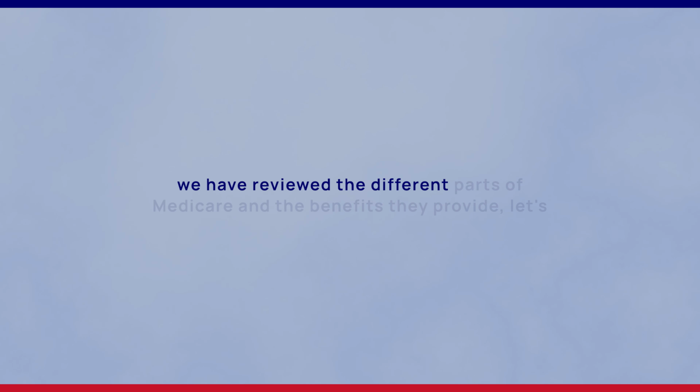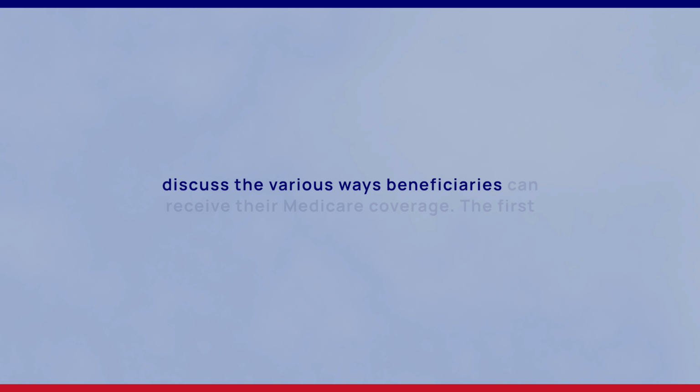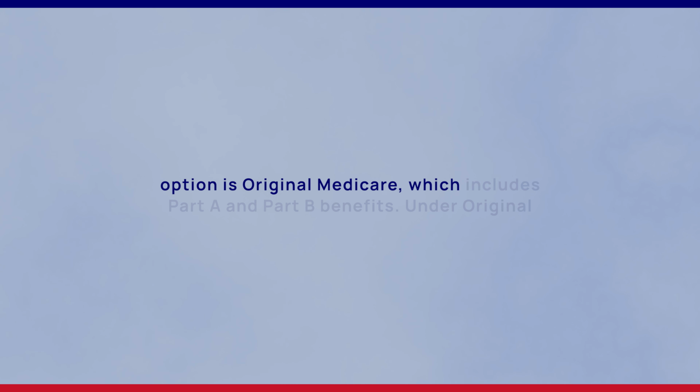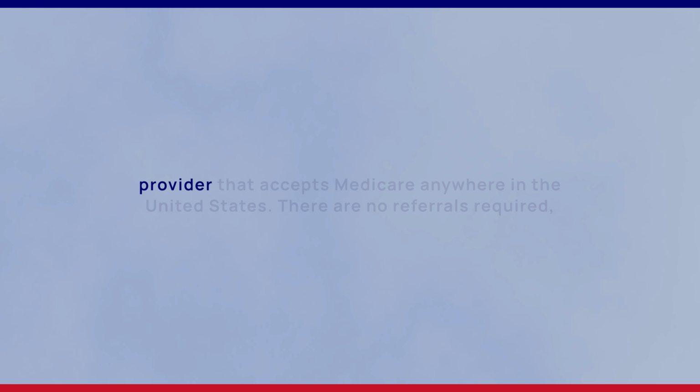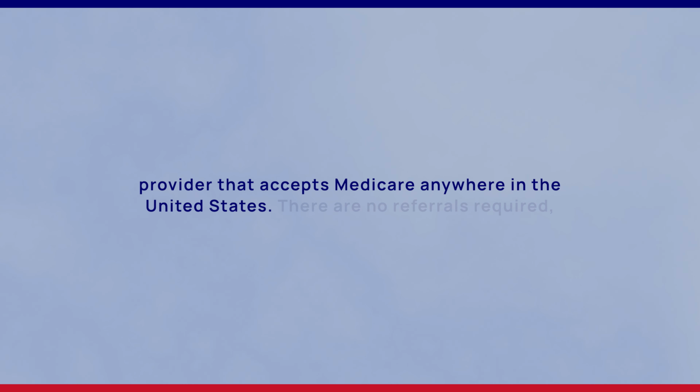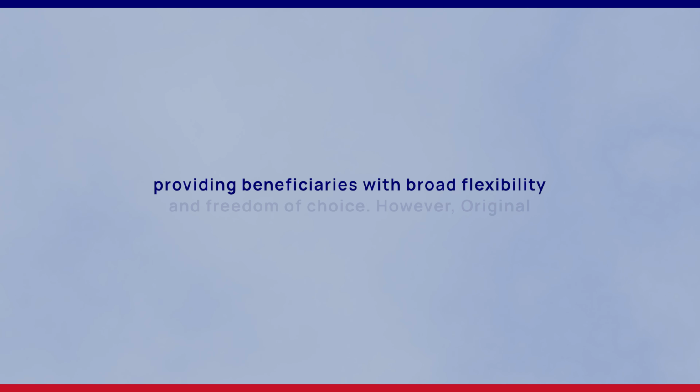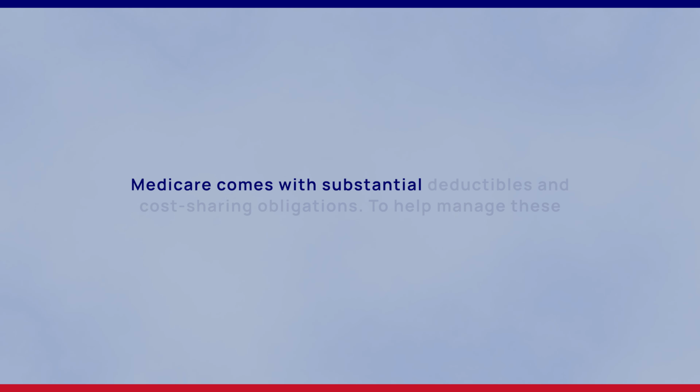Now that we have reviewed the different parts of Medicare and the benefits they provide, let's discuss the various ways beneficiaries can receive their Medicare coverage. The first option is Original Medicare, which includes Part A and Part B benefits. Under Original Medicare, beneficiaries may access covered services from any physician, hospital, or other provider that accepts Medicare anywhere in the United States. There are no referrals required, providing beneficiaries with broad flexibility and freedom of choice.